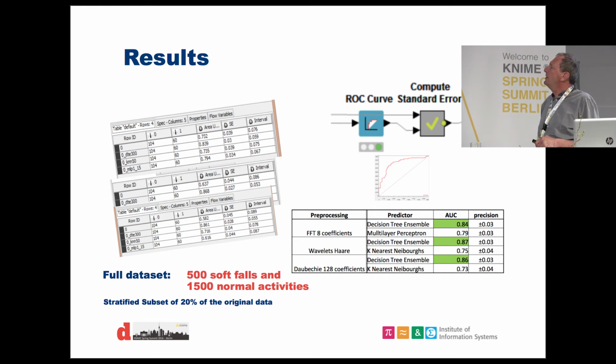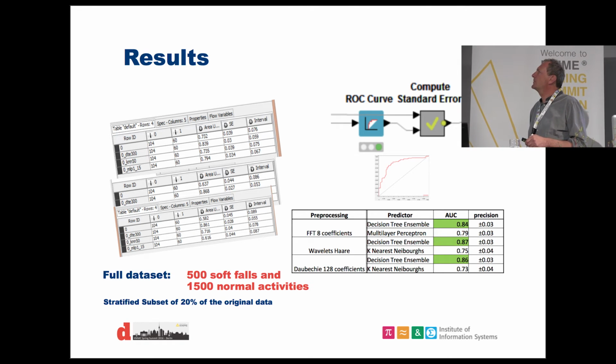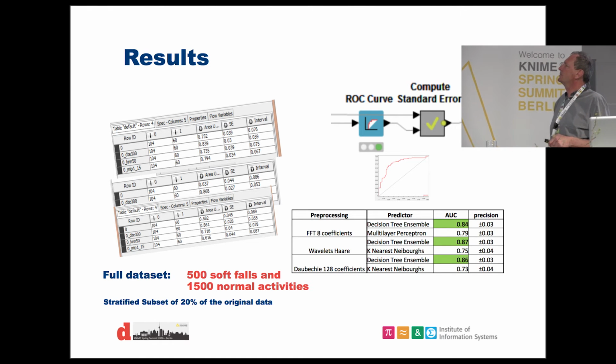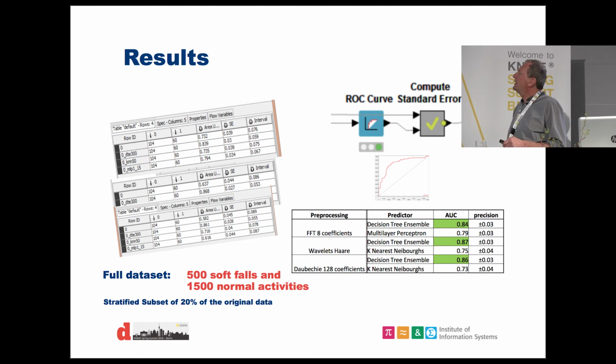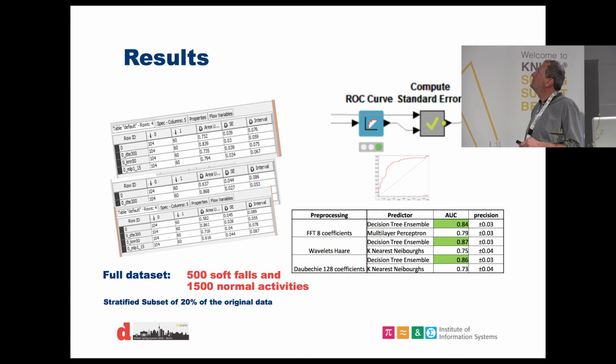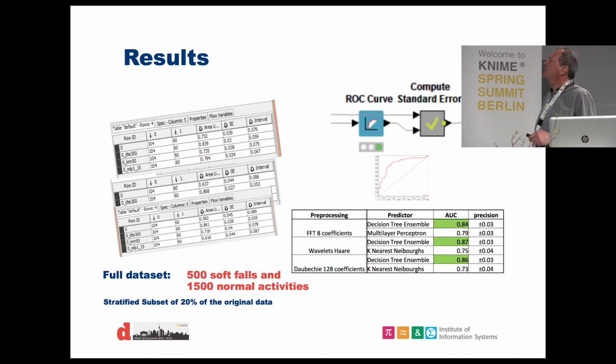If you look at the results, these are the three best pre-processing methods that I've used: fast Fourier transform with 8 coefficients, the wavelets, the Haar one, the Coiflet one, and the Daubechies with 128 coefficients. You can see that with this processing, the best algorithm is the Decision Tree Ensemble. On the three different pre-processing, it's always the Decision Tree Ensemble that is the best. You can see that the others are different.